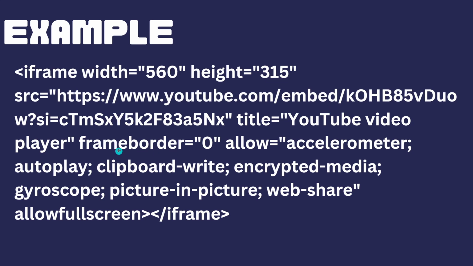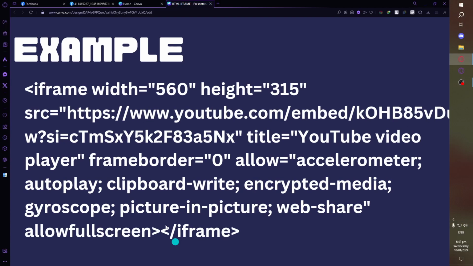As you can see here, we also have other attributes. We have the title, we have frame border, we have allow, we have autoplay. As you remember from the video tag, autoplay lets us what? Play the video automatically as you load your website. Of course, we have clipboard, we have encrypted media. Okay, so most of the features of YouTube are in here. And as you can see, we also have an ending tag.